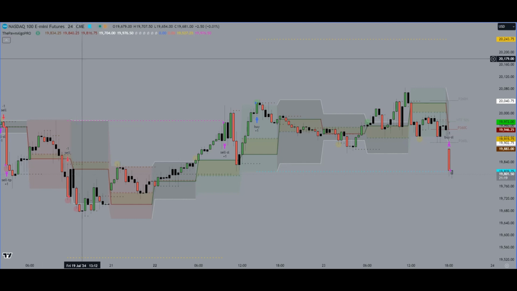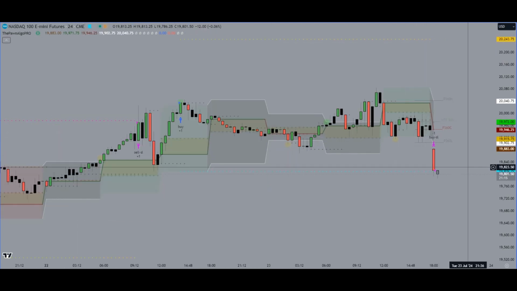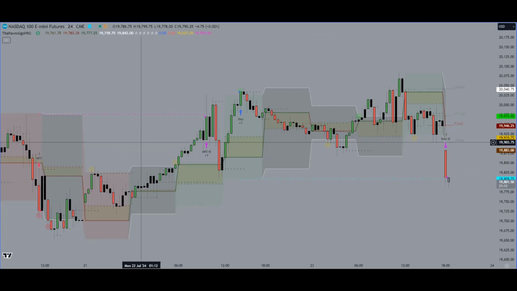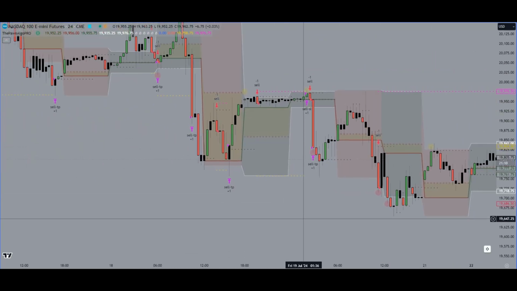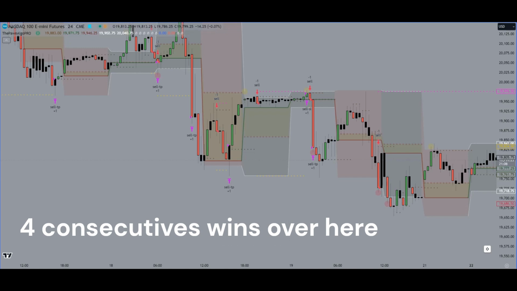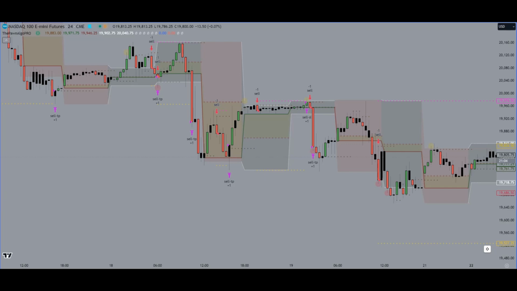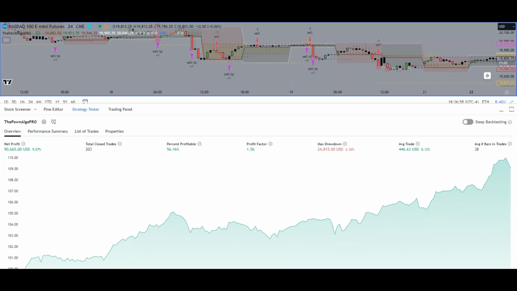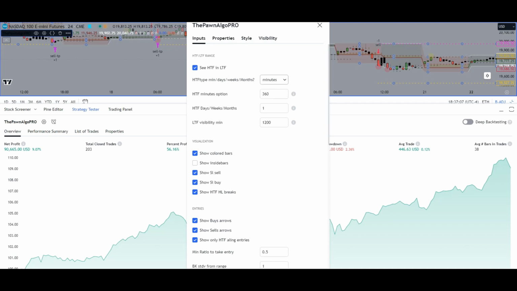Now, the next combination is 6 hours or 360 minutes paired with 24 minutes, good for intraday trading. Let me show you some trades. Here are the results. As you can see, 56% profitable, 203 trades, 1.5 profit factor. And the most important, a steady increasing mountain over time.